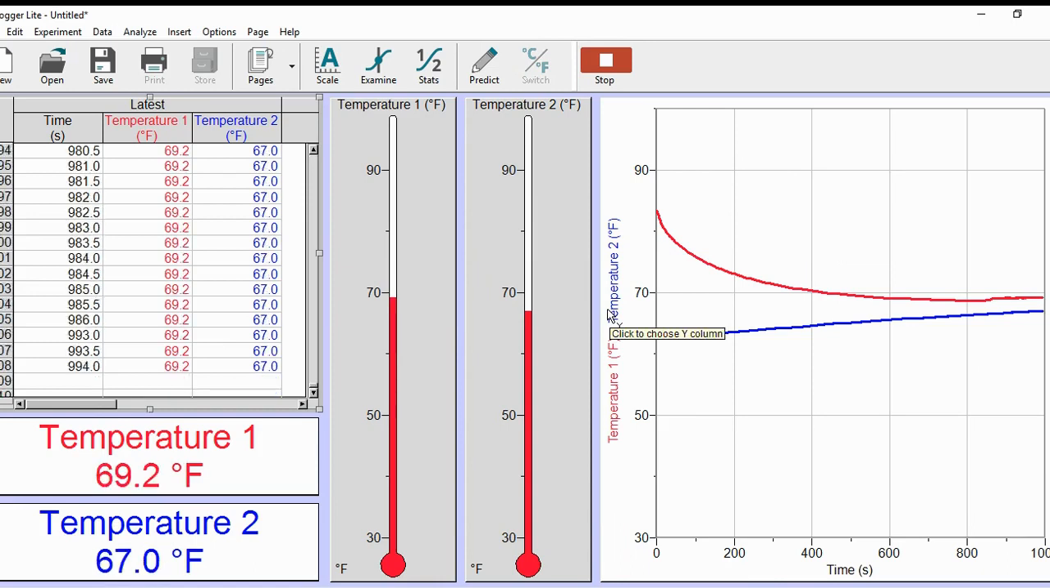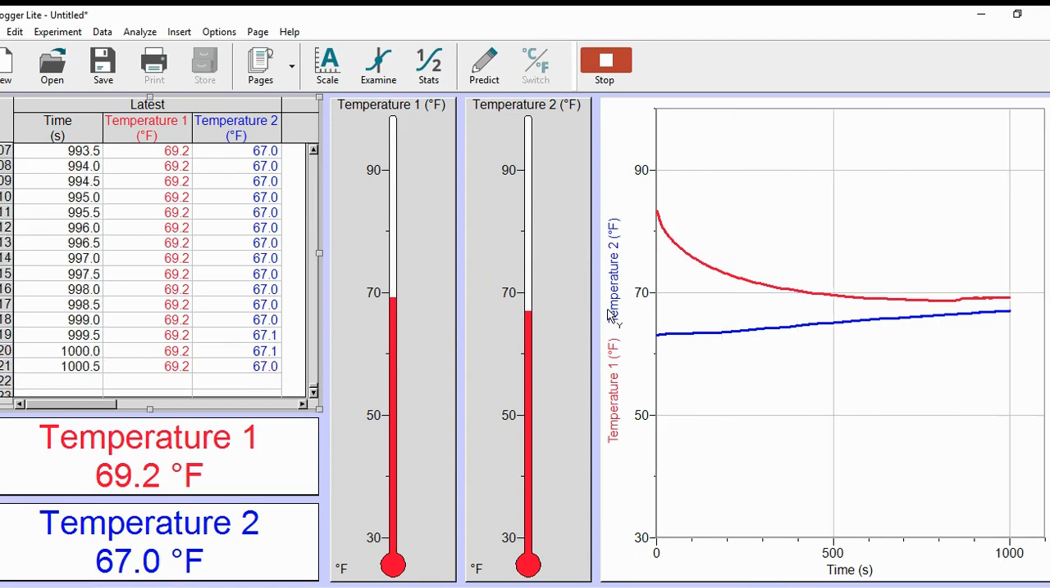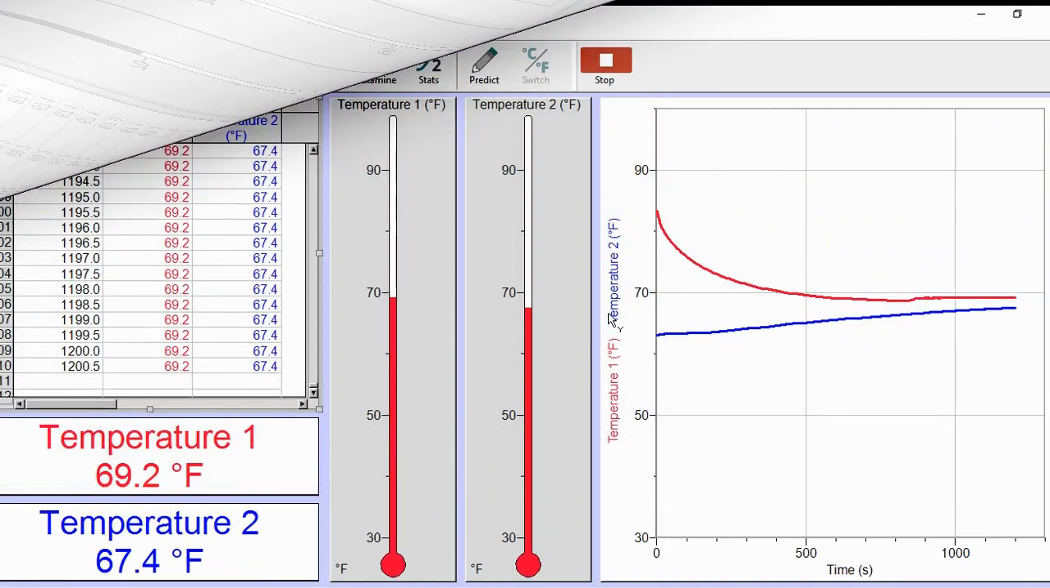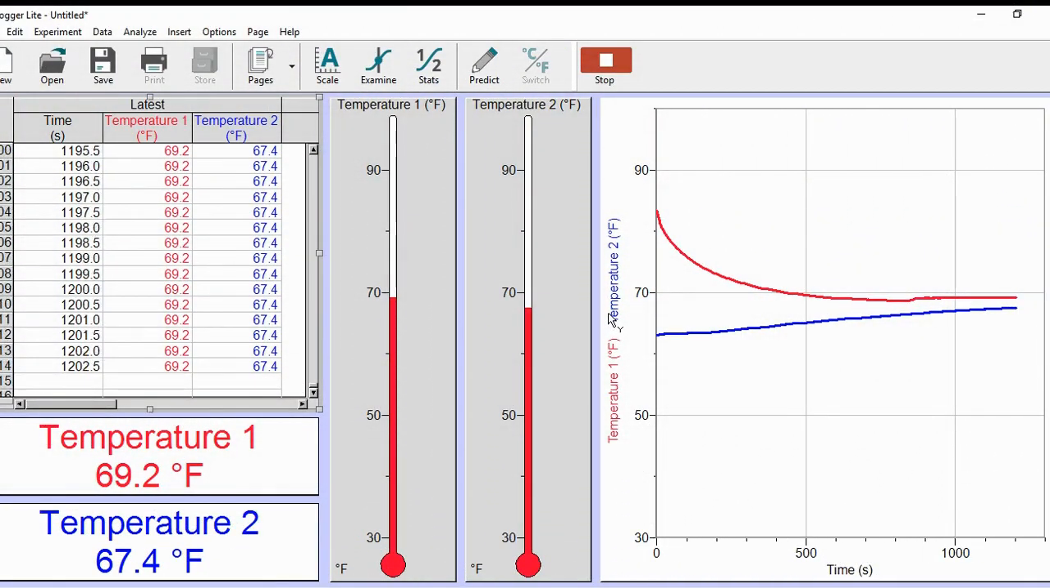I'm going to keep this going. So if you think you need to adjust your time and your temperature is what you think it will be finally, then you might want to do that. We're going to keep on going. We've been doing this for 20 minutes now.